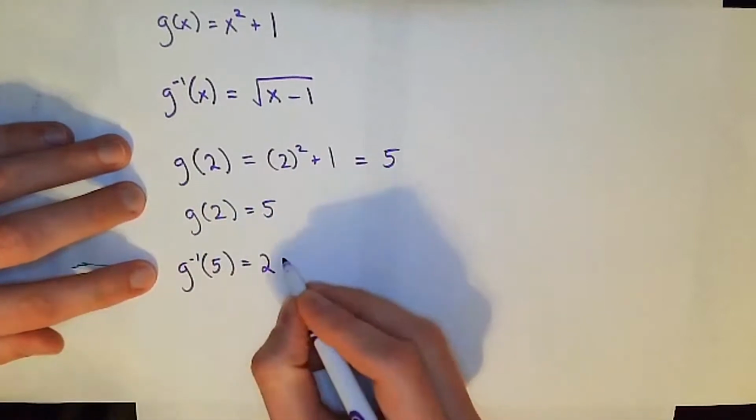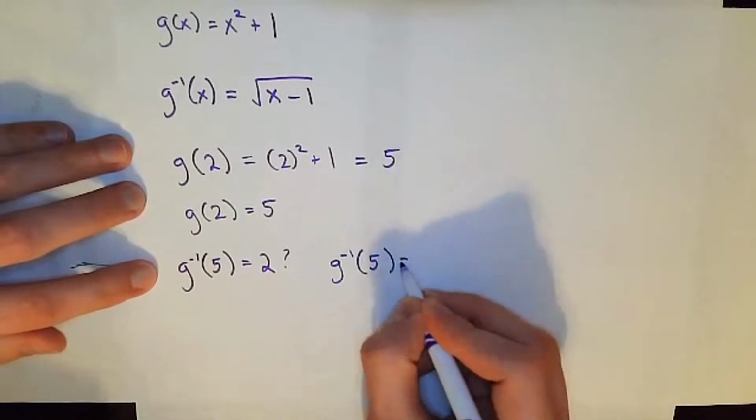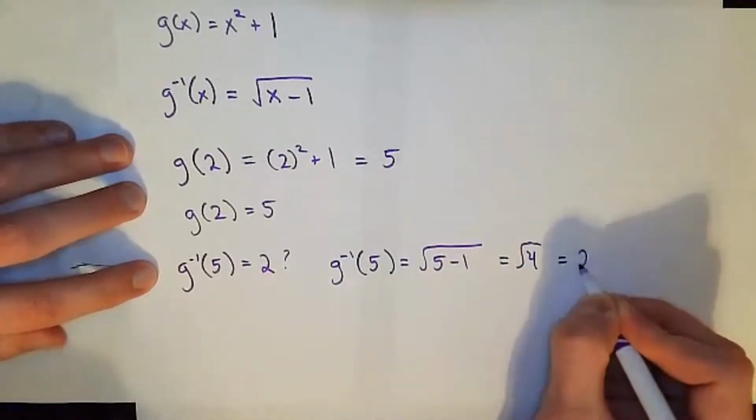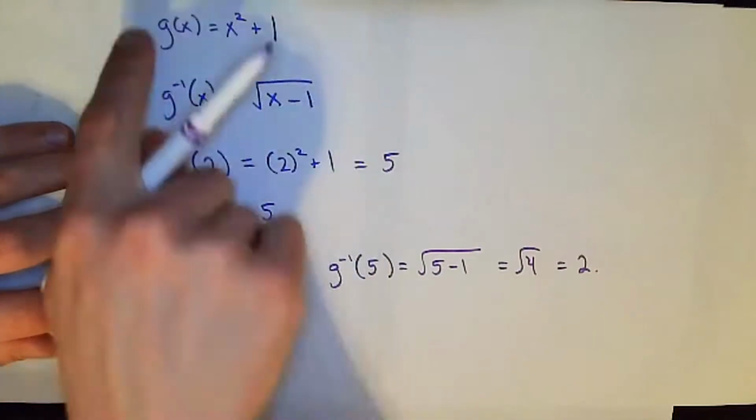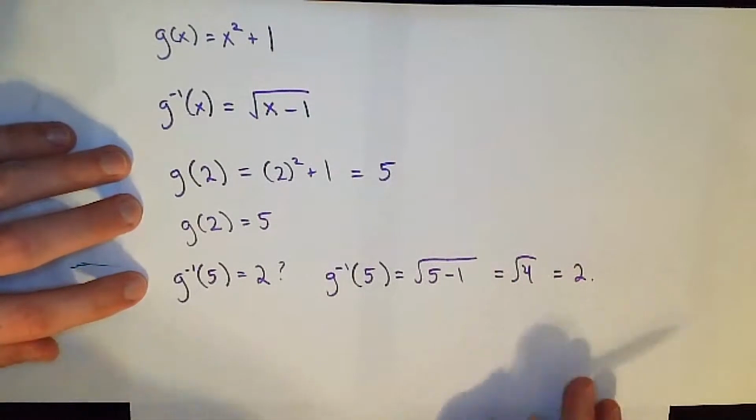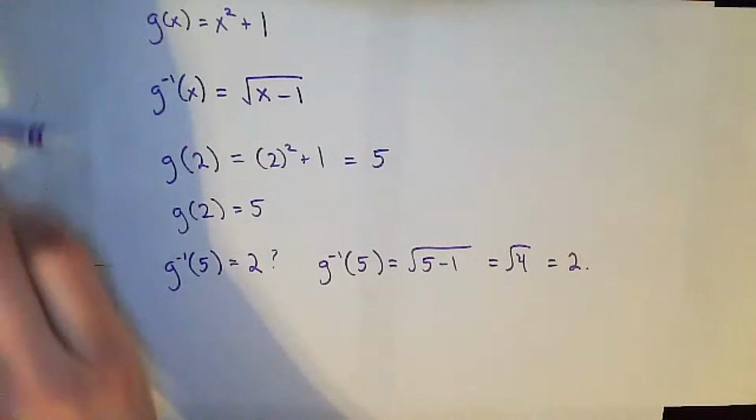Is this true? Well, g inverse of 5 is equal to the square root of 5 minus 1, which is the square root of 4, which is 2. Okay, cool, no problem. So what's my point? I told you that this is not going to be a good example of an invertible function because it's not. Well, let me show you. What about if I did this?